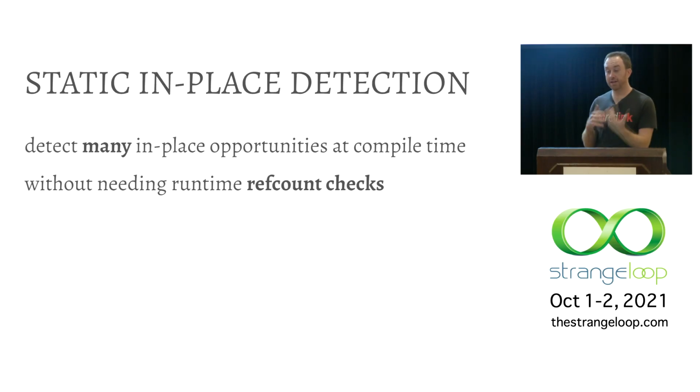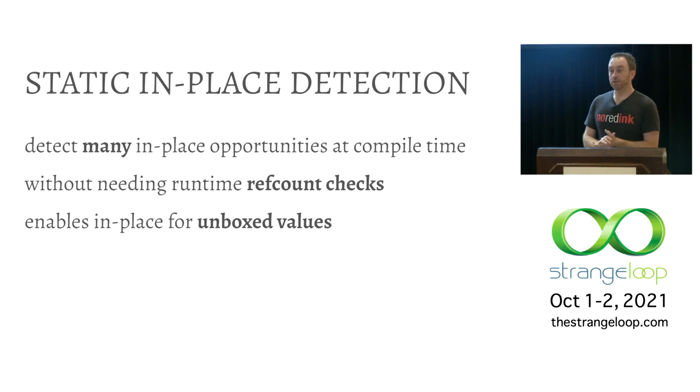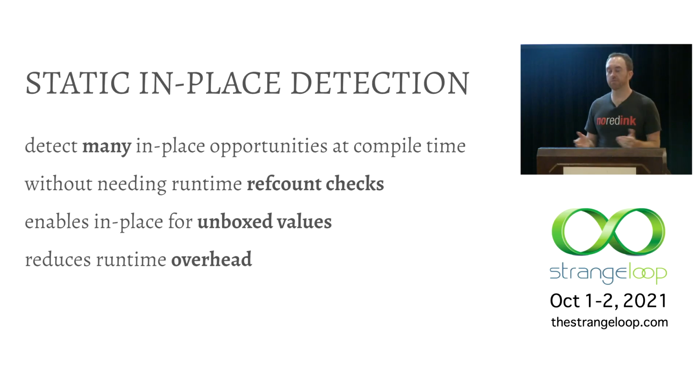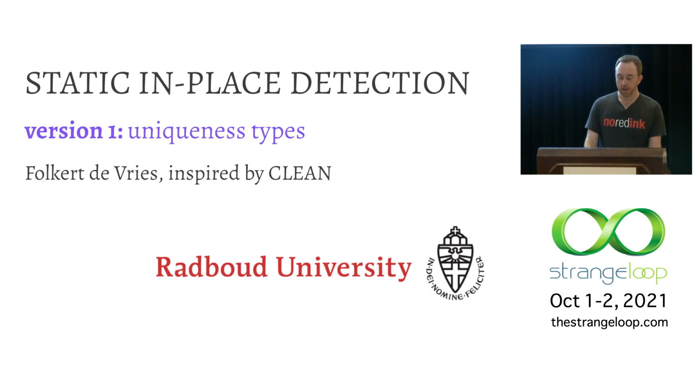Now this means that you don't actually need to do the runtime reference count checks, which is good because it works with all of the different ways that Rock can manage memory, not just reference counting. And it also means that we can do it for unboxed values. Only boxed values are reference counted, which means that if we're doing this static detection, we can do it for any kind of record, for example. This also reduces runtime overhead in general because we just don't need to do this extra check at runtime to see if the reference count is 1. We already know that it's safe to do it in place, and we can just remove that conditional altogether.